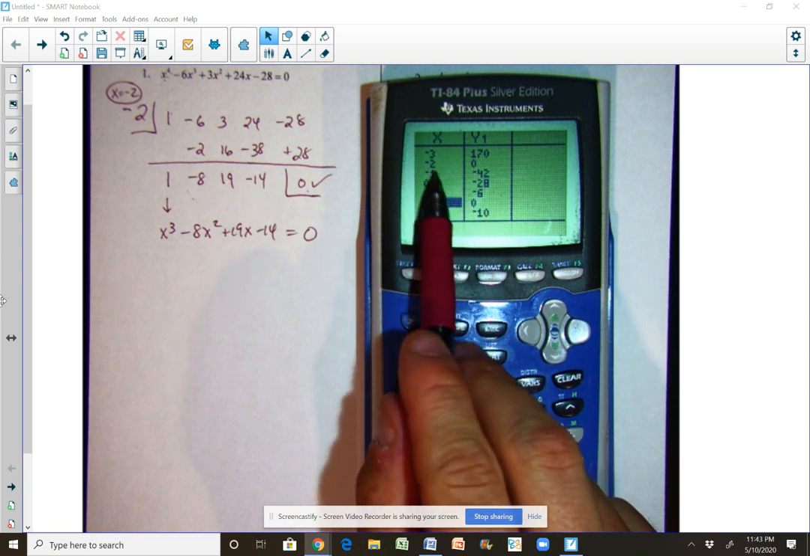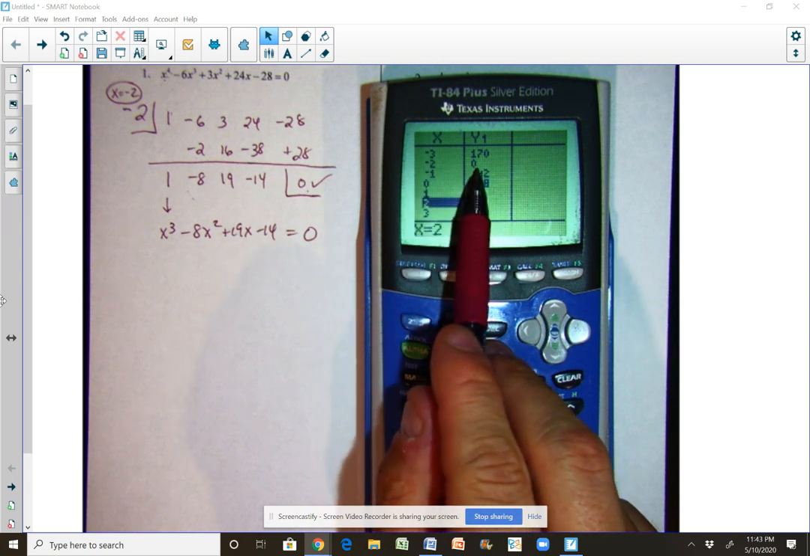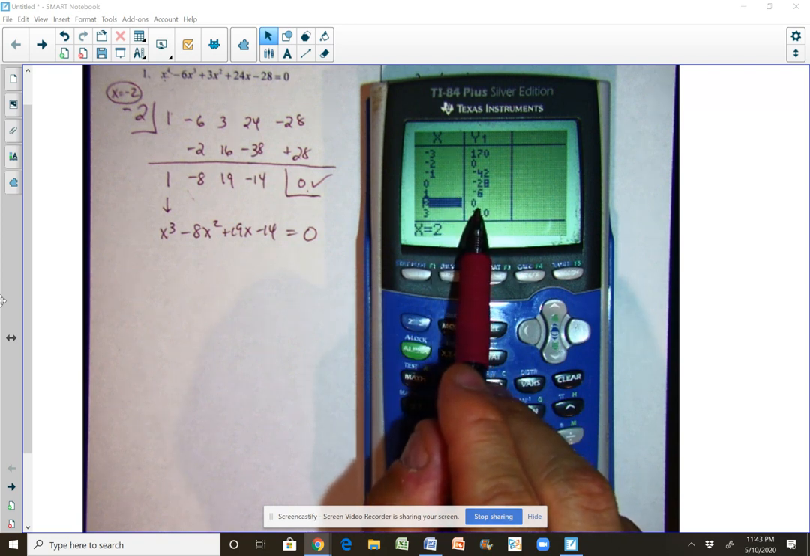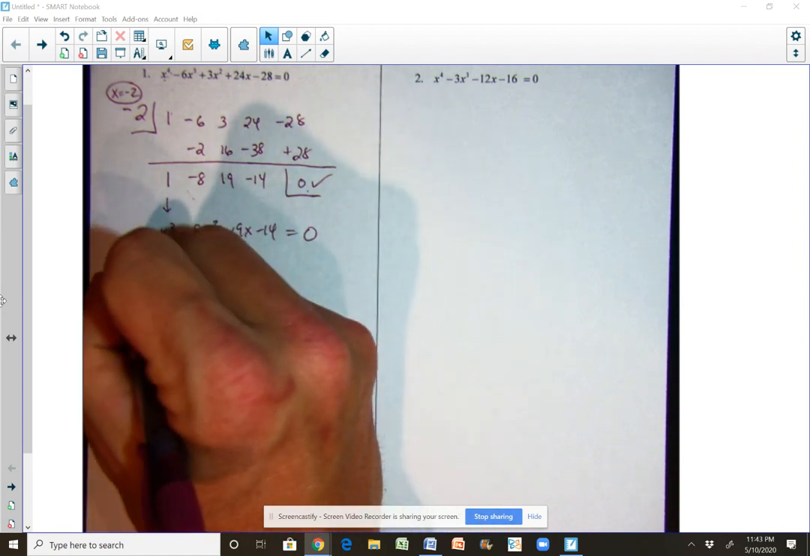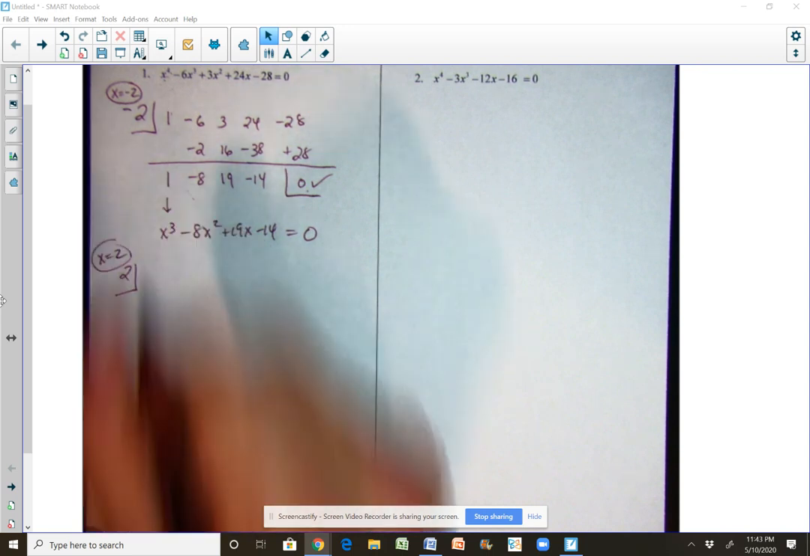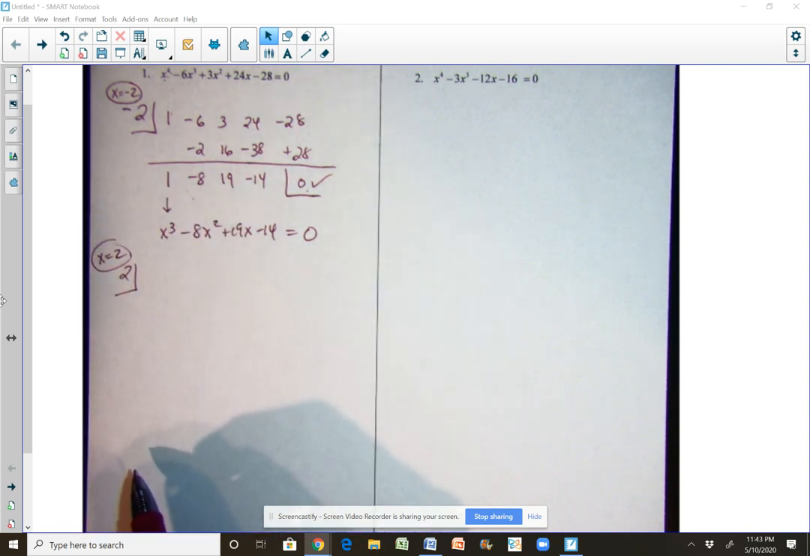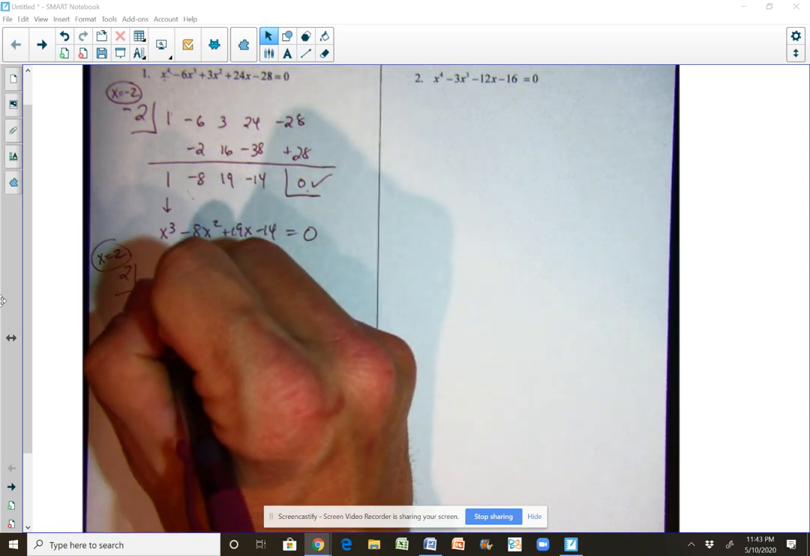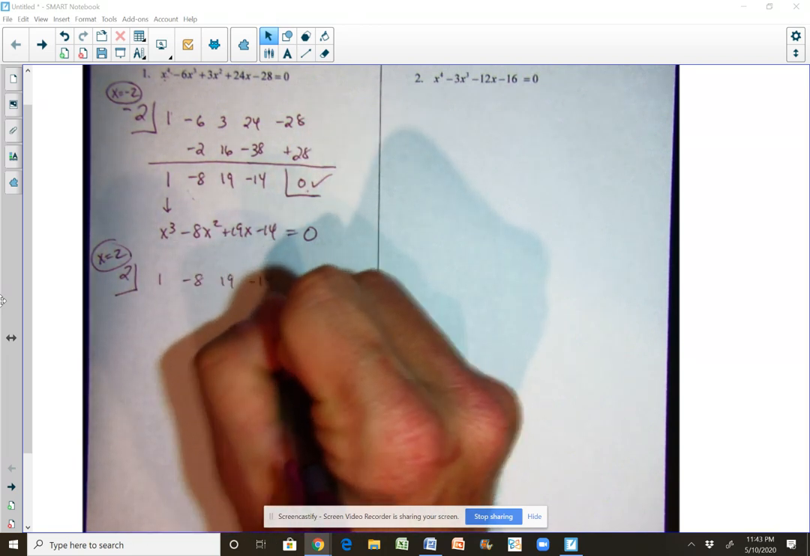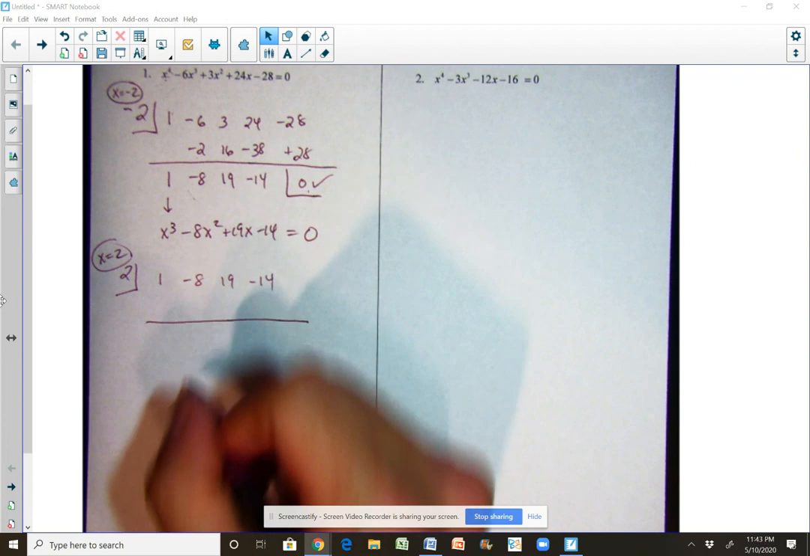So we used the x equals -2 the first time. We know that's a root because y came out to be 0. But we also have a second rational root here at +2. So if we synthetically divide that out, let's write that one out. We're going to put a +2, because x equals 2 is a root that we know from the graph. And we're going to copy the coefficients down: 1, -8, 19, -14. And we're going to synthetically divide this out a second time.